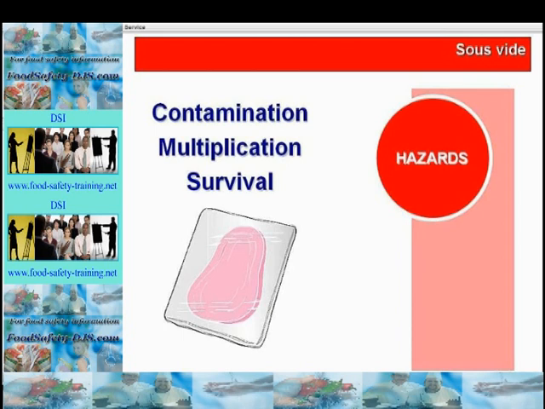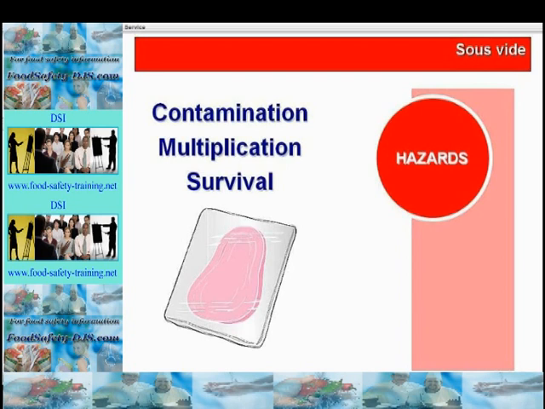Hazards include contamination, multiplication and survival, possibly failure in vacuum, post-process contamination. Shelf life may be several weeks, therefore psychrophiles are a problem, such as Listeria, Clostridium botulinum type E. The process has several stages. First of all, there's storage and preparation, vacuum packing under anaerobic conditions.